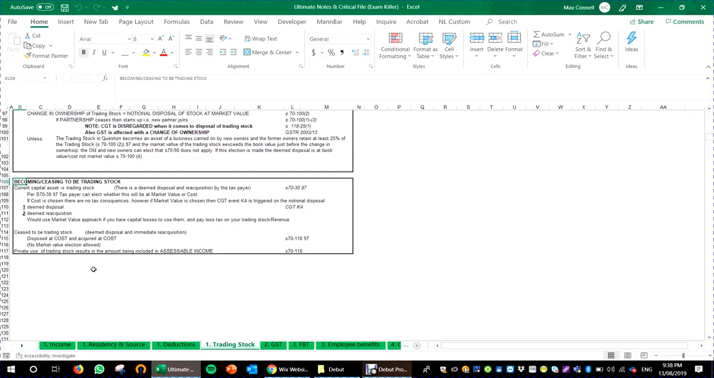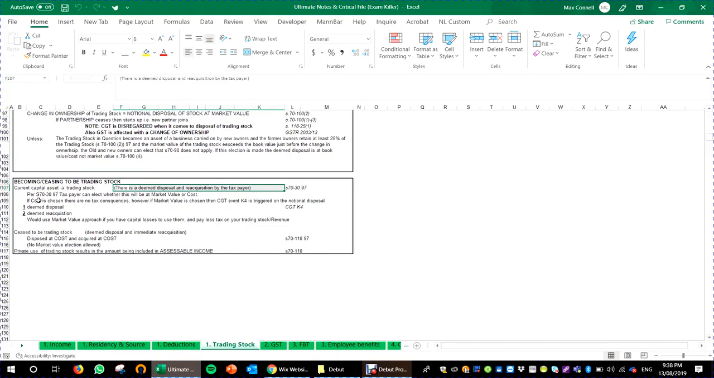Or it could be vice versa, where you are an individual investor and all of a sudden you decide you're going to develop property and that's going to be your business. You're going to do that regularly, etc. Now, the property is going to become trading stock. It's going to move from a capital asset to trading stock. So these are the tax implications of when assets change their account from capital to trading stock. Okay, so what happens when it goes from capital asset to trading stock? There is a deemed disposal and reacquisition by the taxpayer, section 70-30.